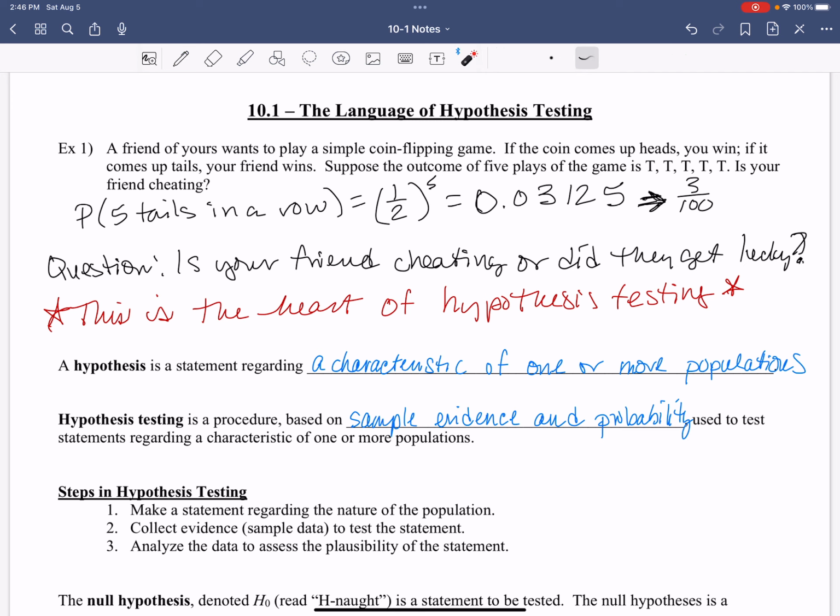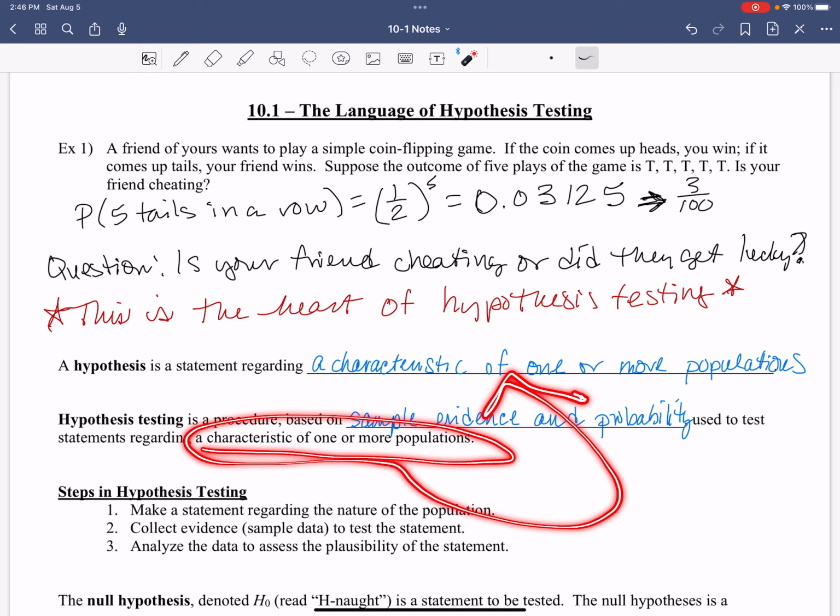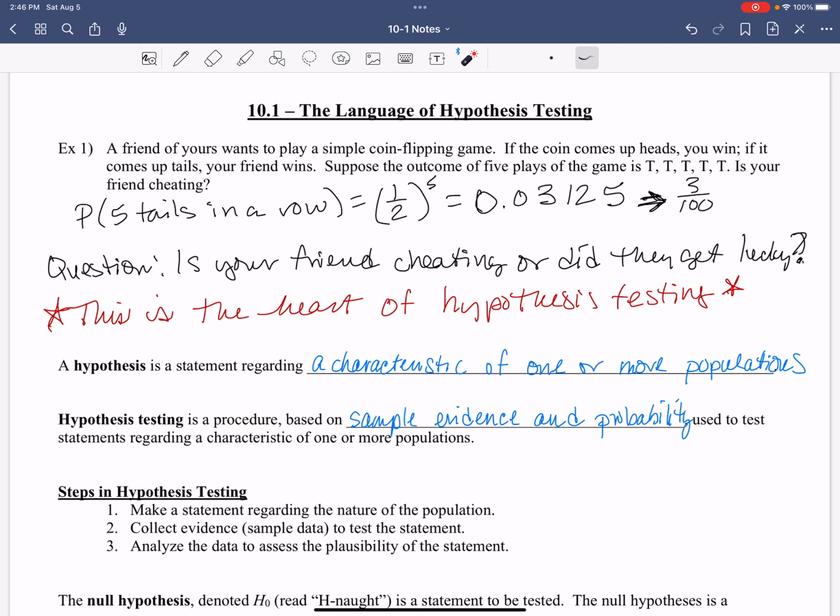So I wanted to put both of these on here because regarding the hypothesis, if we're doing hypothesis testing, a hypothesis is just a statement regarding a characteristic of one or more populations. So we're setting it up. We're saying this is happening and then we're going to test that. We're going to get sample evidence and probability to test the hypothesis. That's kind of how this is going to play out, all right?